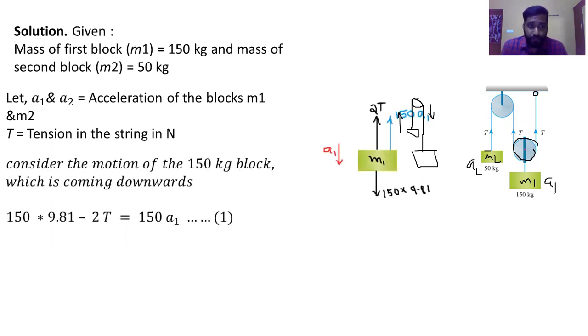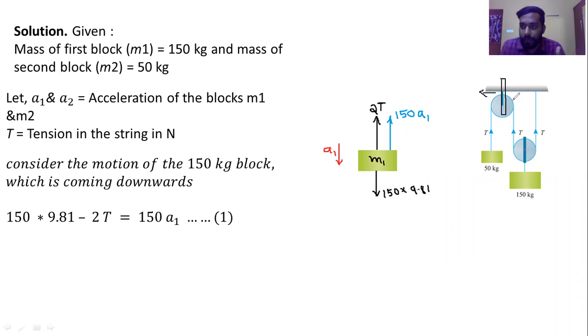Okay, in this case we clearly know that the pulleys are frictionless, so obviously the side with more weight will fall down. If you take a cross section here, on the LHS it is 150 kilogram and on the RHS the total weight is 150 kilogram. So definitely this block will go down and this block will go up. So consider the motion of the 150 kilogram block, which is coming downwards.